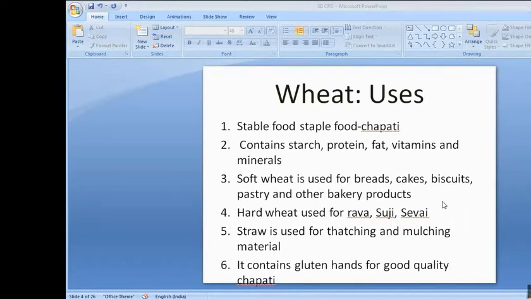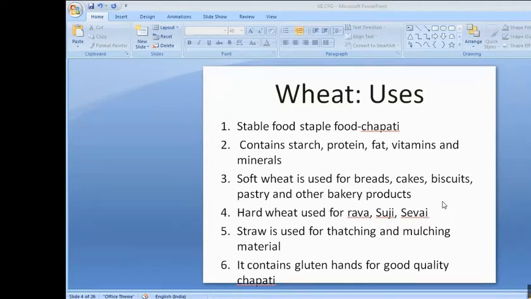But wheat is largely consumed in the states of Punjab, Haryana, UP and MP. In Maharashtra, jowar is consumed on a large scale. Wheat is consumed in second place, because the production of wheat is less compared with other crops in Maharashtra. So wheat is a part of our staple food, daily food.